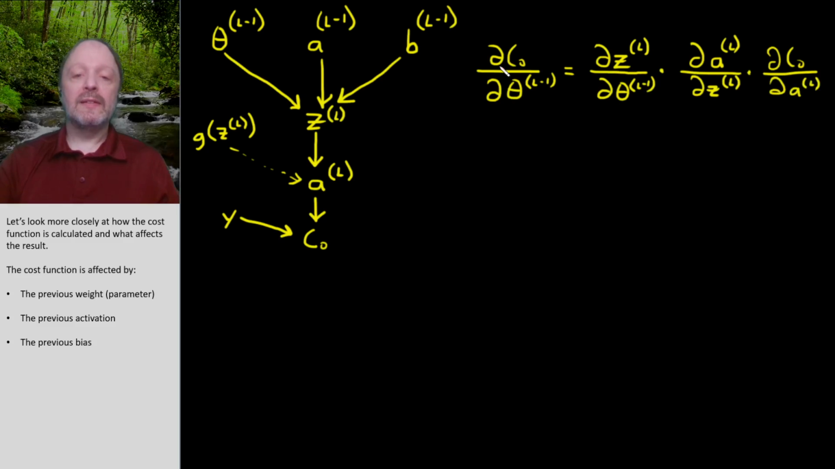Okay? So this partial derivative here is a chain of three partials. If I used algebra and thought about canceling like terms, I could cancel these, and I could cancel these, and I would be left with the partial of the cost with respect to the previous weight, which is exactly what I want. That's 100% what I want to see. This is the mechanism we're going to use to tease out how each of these three pieces affects the cost function.